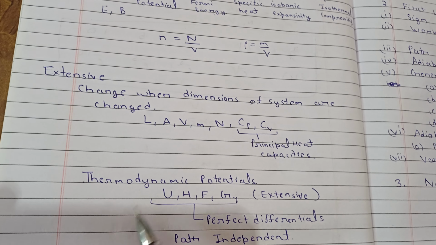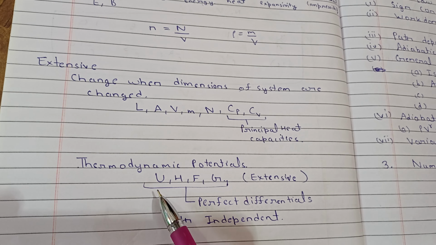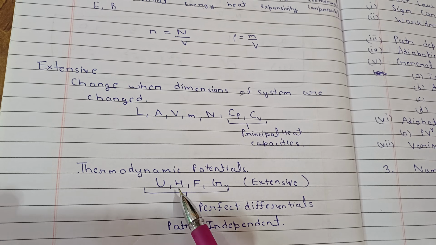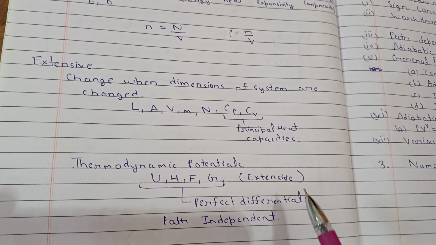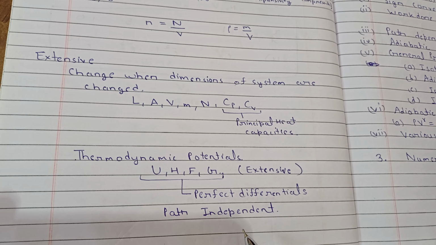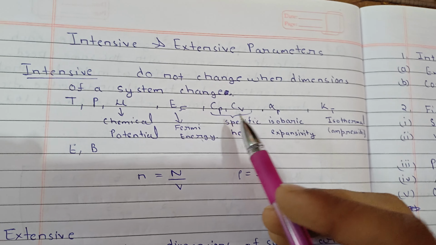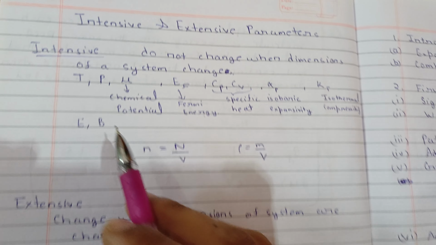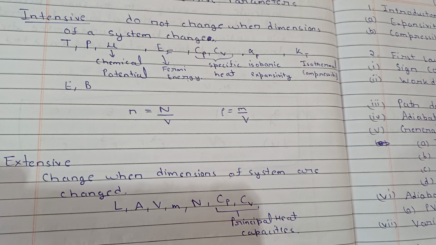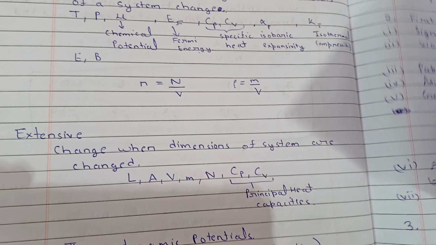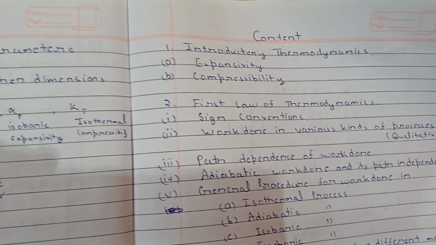And we will discuss all the thermodynamic potentials. The internal energy, the Helmholtz free energy, the enthalpy and the Gibbs free energy are all extensive quantities, and these are also perfect differentials, meaning path independent. So you just need to remember what the examples of intensive and extensive quantities are. We will discuss all these terms in detail, so you don't need to be confused. Okay, so let's start with the expansivity and the compressibility.